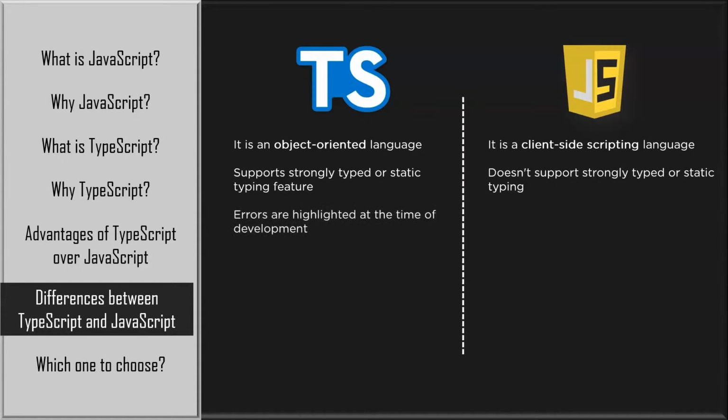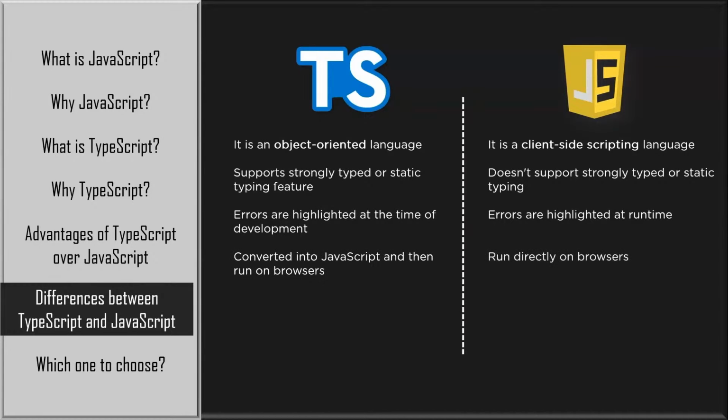In case of TypeScript, errors are highlighted at the time of development, making it easier for code to run. However, JavaScript highlights errors at runtime. Now, TypeScript code is always converted to JavaScript and then run on browsers, while JavaScript directly runs on browsers. Now, TypeScript supports prototyping, while JavaScript does not support prototyping.